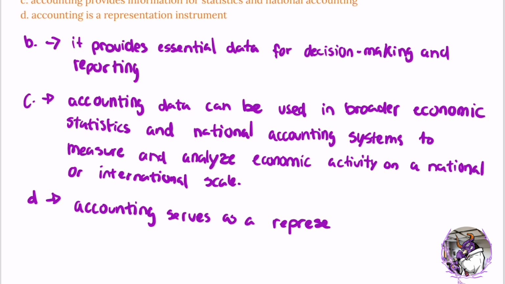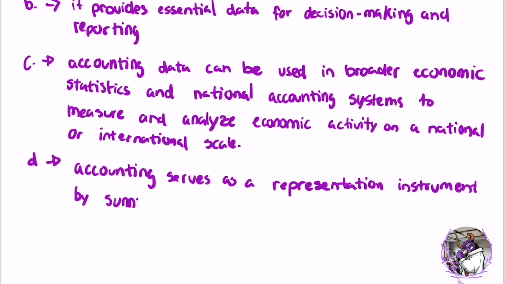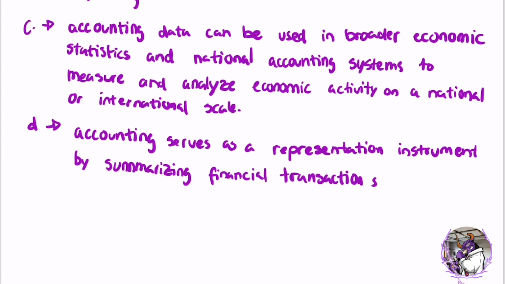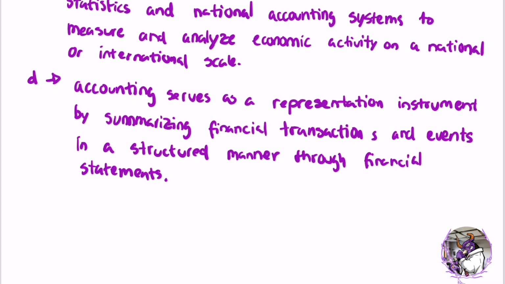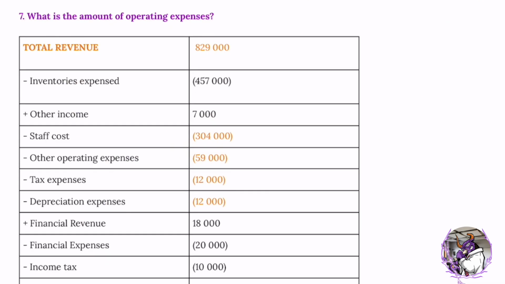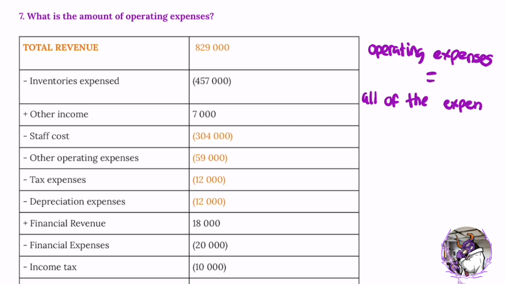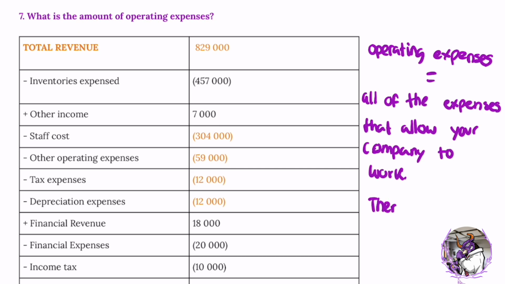And D, accounting is a representation instrument as it summarizes financial transactions and events in a structured manner through financial statements. Question 7. What is the amount of operating expenses? For this one, we need to remember that operating expenses equals all of the expenses that allow your company to work. Therefore, it includes inventories expense, staff cost, other operating expenses, and depreciation expenses. Here, we do not include tax expenses as they can be operating and non-operating expenses.